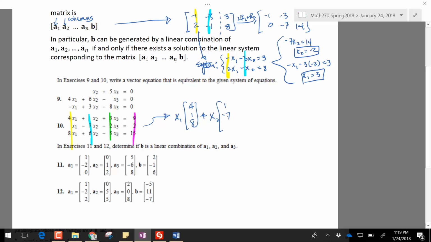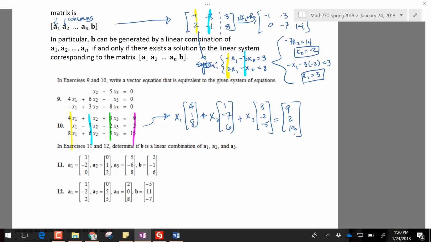Note the negative signs. And then that last column turns out to be that b vector. Nine, 2, 15. Okay. Any questions?